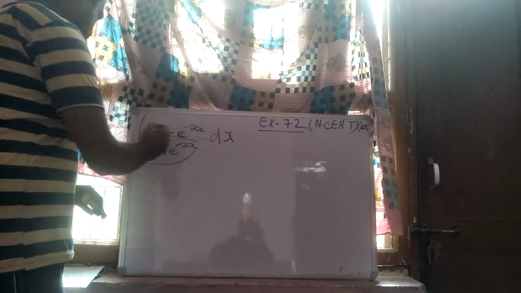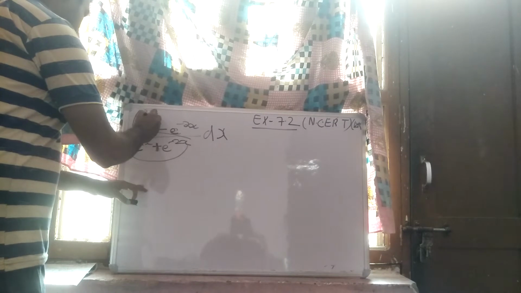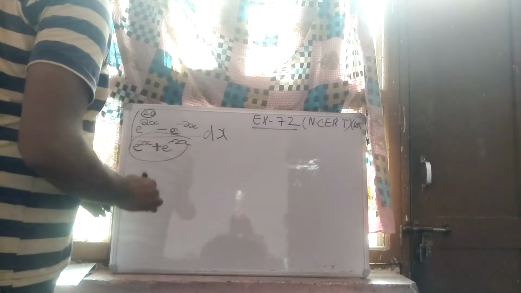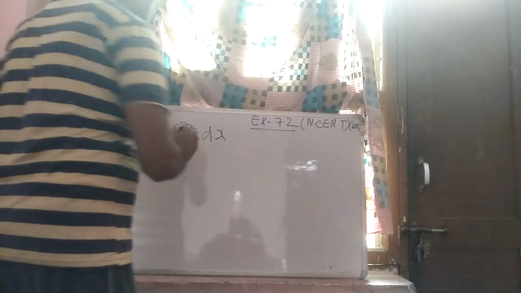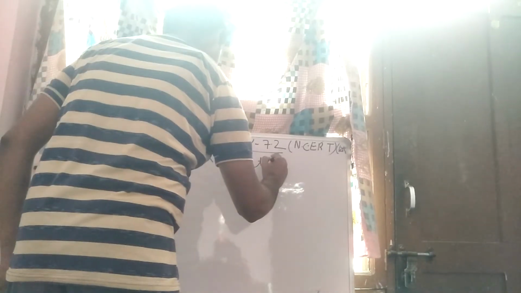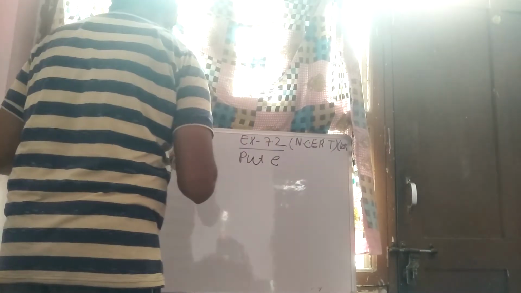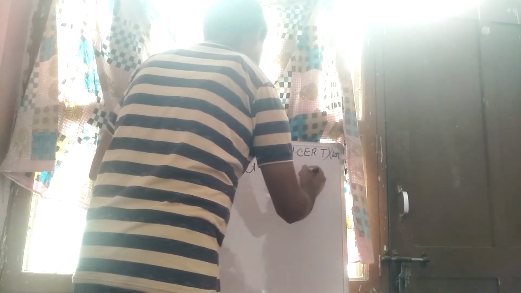We have to put in question number 20. Question number 20, we continue the same topic, exercise 7.2. And we have to put e to the power 2x plus e to the power minus 2x equal to t.